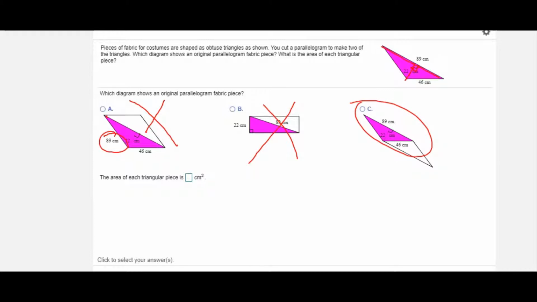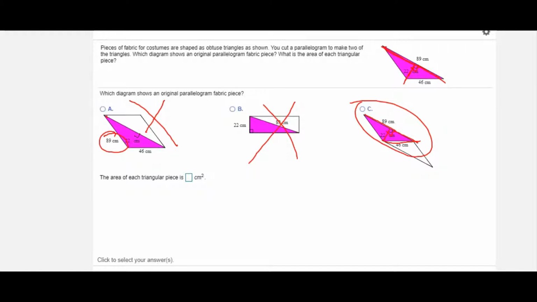Because, as you can see, 22 and 89 are perpendicular to each other, and they're forming a right angle. And you make a copy and you rotate it, and 46 is connected to 46. So that one, you will choose C. Yes, that is the best answer.